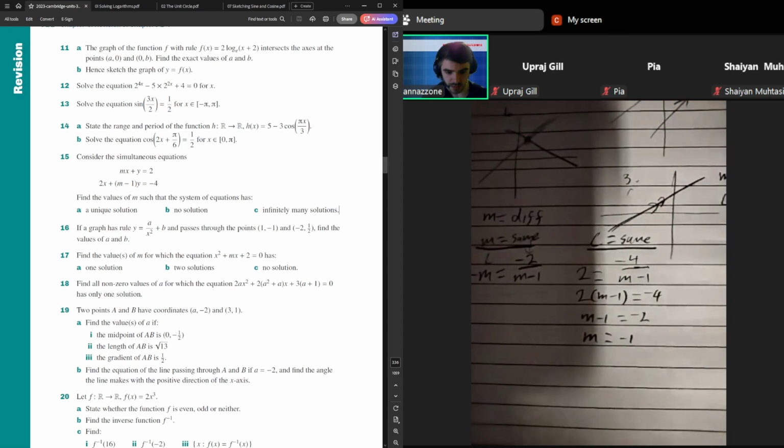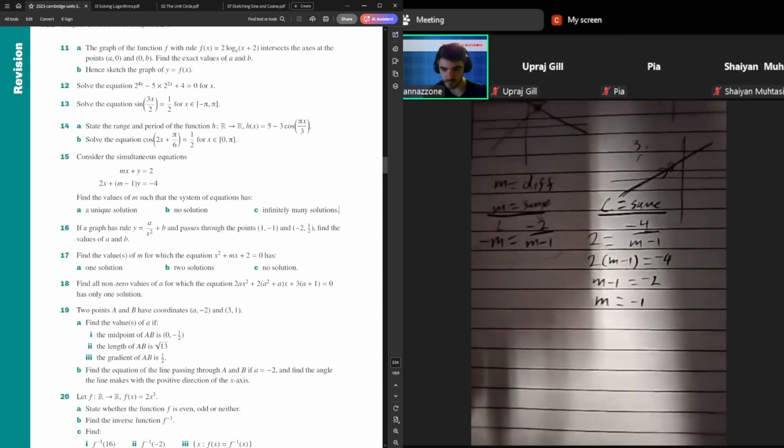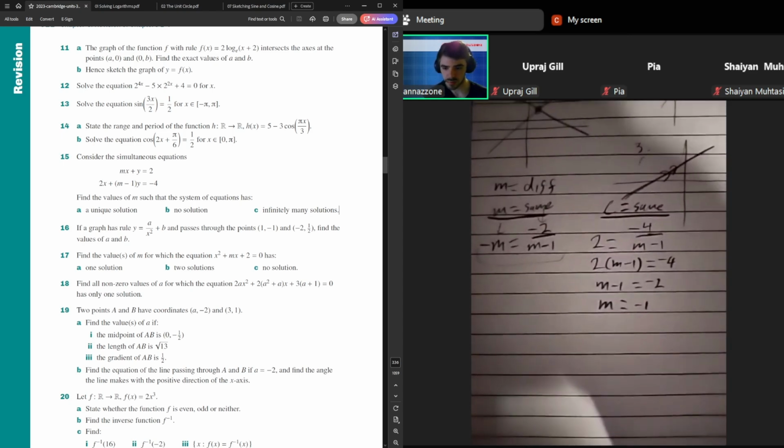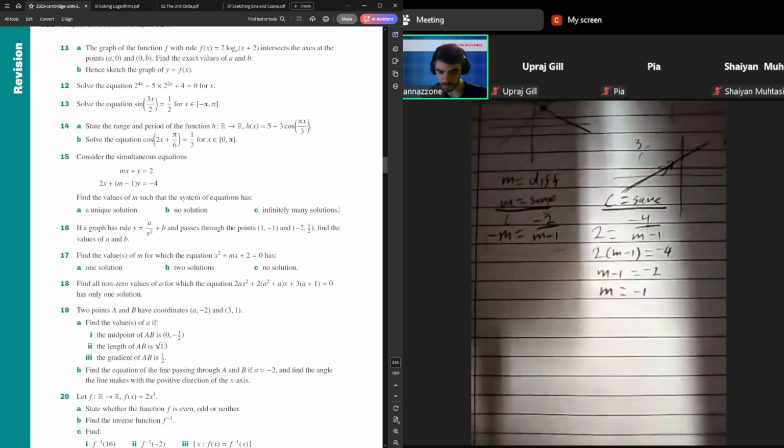So gradients. We're about to go over time. Feel free to leave if you want to. I'll just finish this one up for everyone who wants to stay.